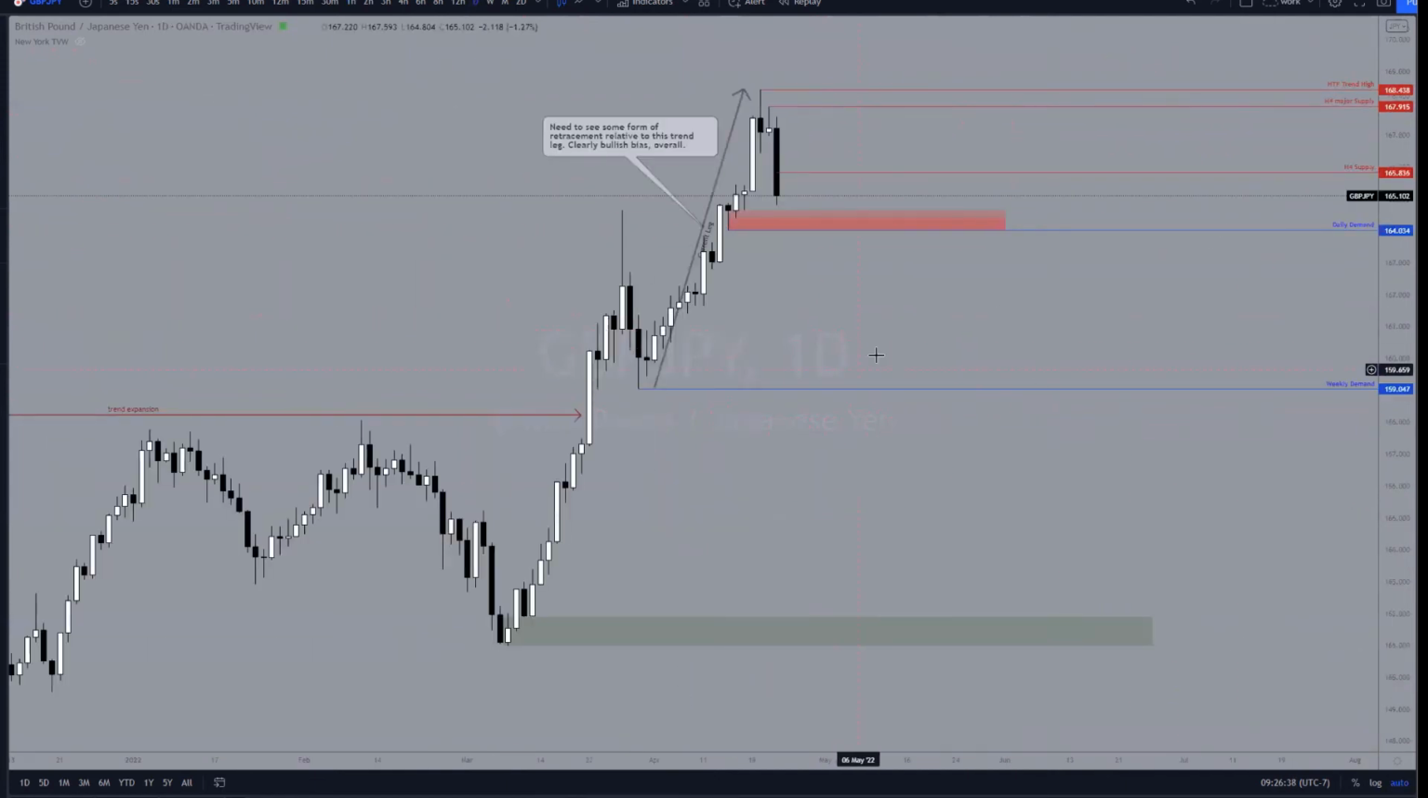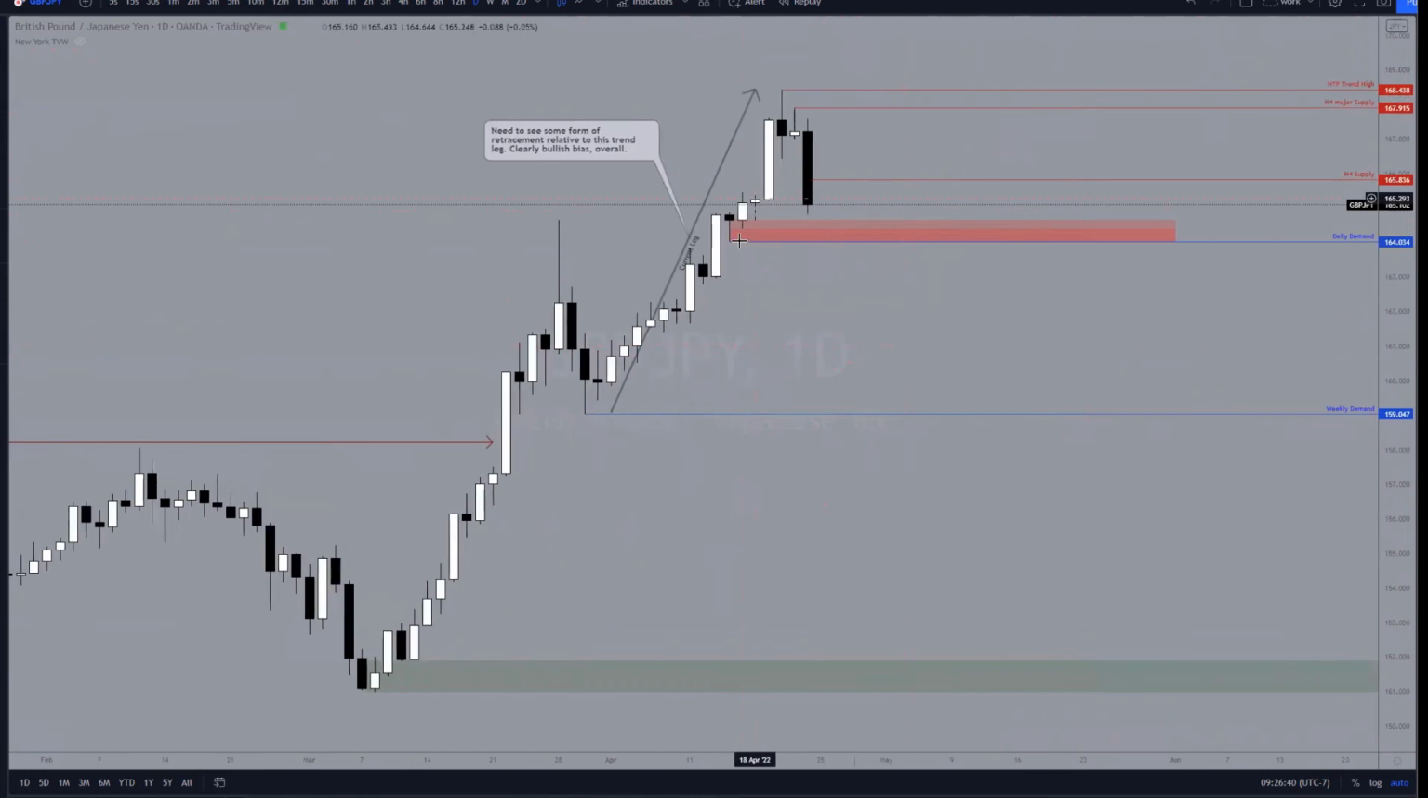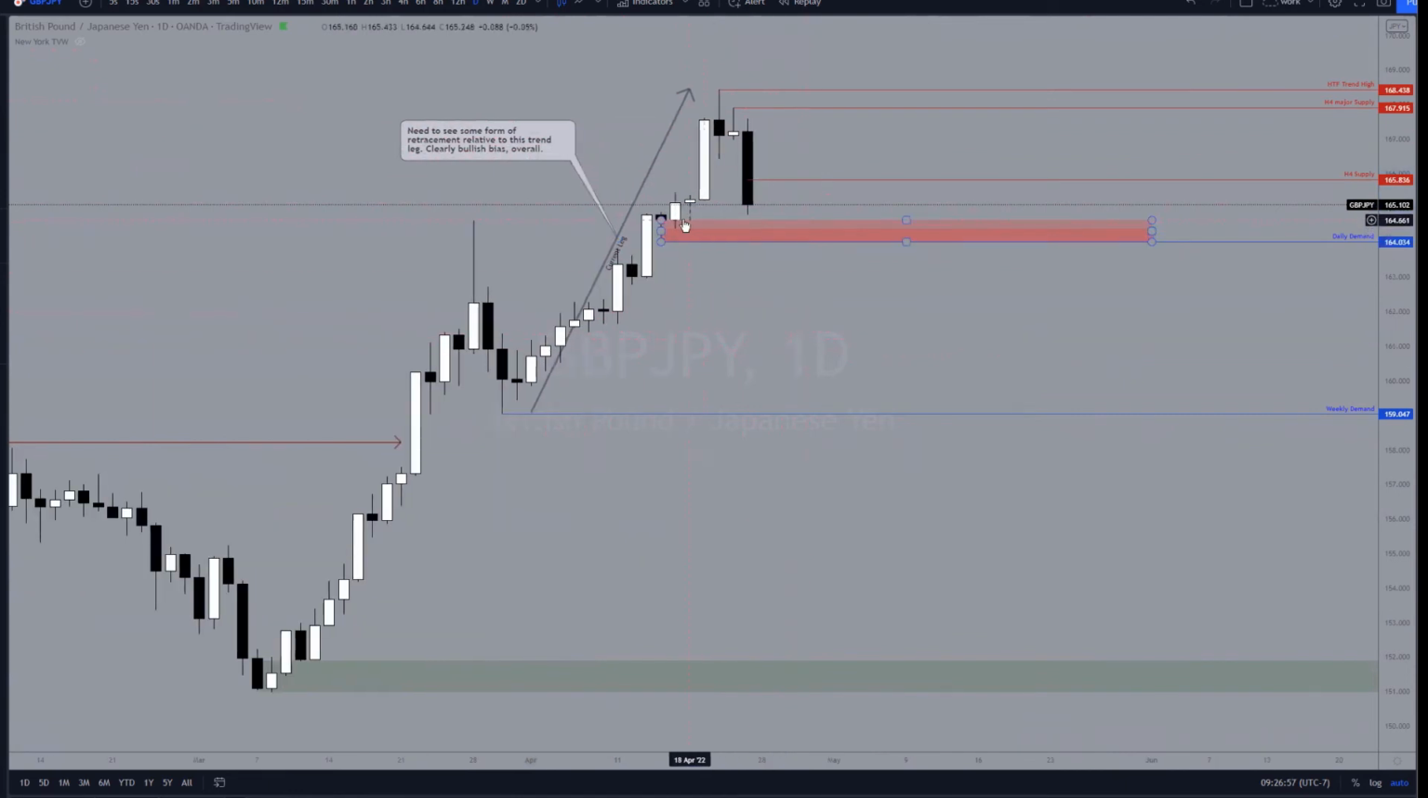Like we just talked about in the beginning of this video, we did have this big expansion to the upside here. Our current trend leg has pushed up higher. I left this box on here from last week. I said we need to see some form of retracement relative to this trend leg. Our clearly bullish bias has held, which is good. And now I want you to watch this daily demand level here. I just made this red box.